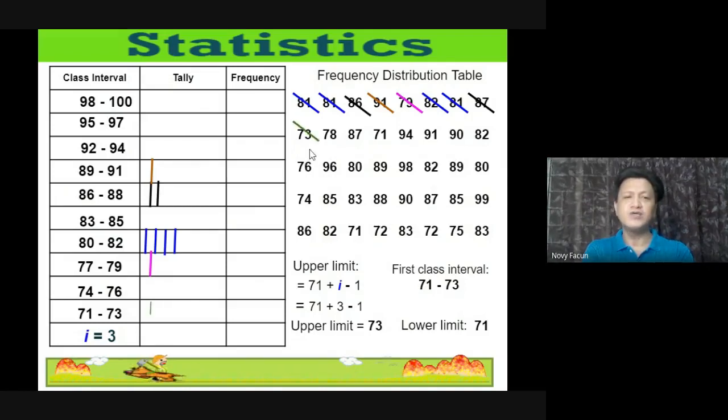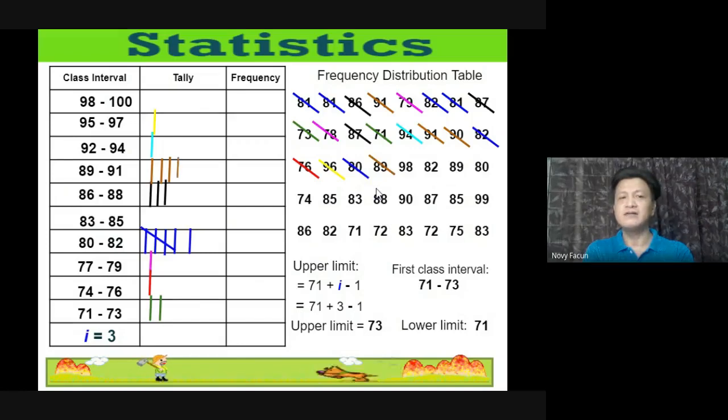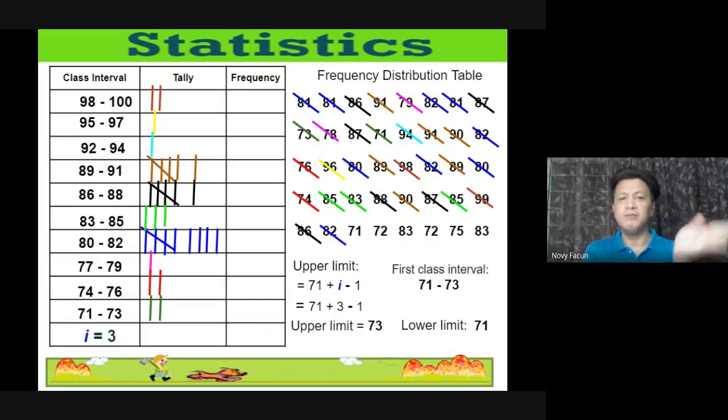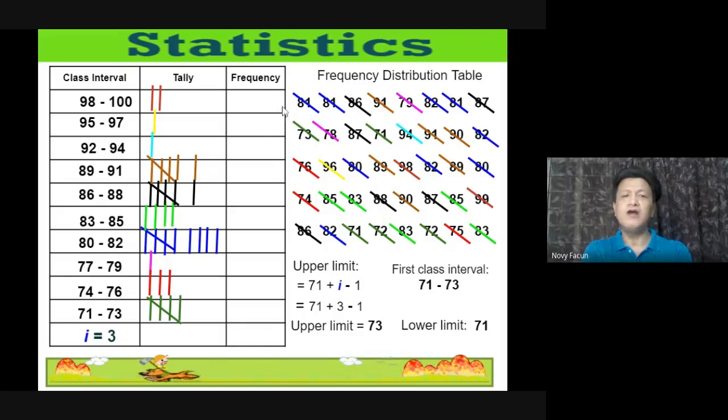And then, we also have this one. So, bibilangin mo, lalagyan mo lang siya ng guhit para makita mo kung ilan nga ba ang nag-appear doon sa tally mo. Okay, tapos, makukuha na natin later on yung ating frequency. Ayan siya. So, take note, kapag naka-5 ka na, kailangan lagyan mo ng pa-slant niya para makita mo agad na 5 na yon.